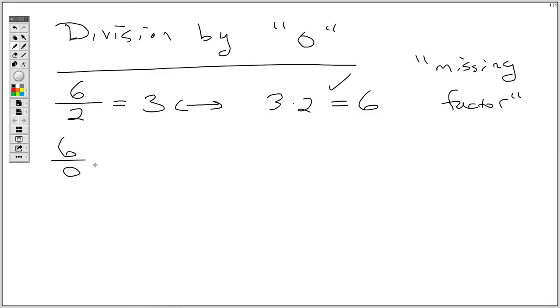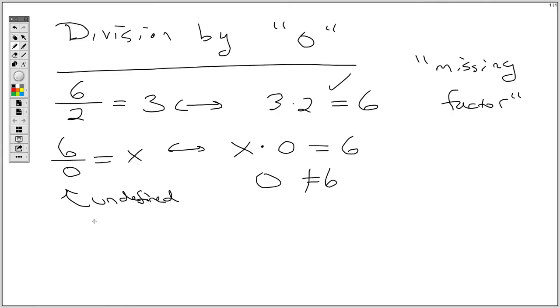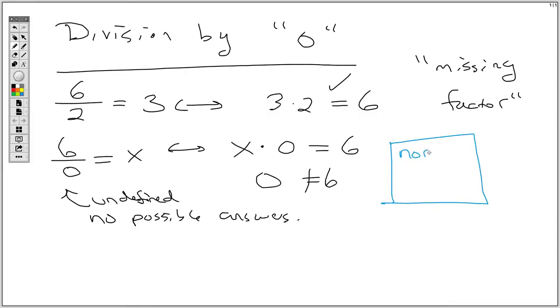And so if we try to divide 6 divided by 0, let's call that x. Then what would have to happen is that x times 0 would have to be 6. But here's the problem with that. We know that any number times 0 is 0, and that's never going to equal 6. So 6 divided by 0 is undefined, because there's no possible answers. And so that's one classification of division by 0: if you have a non-zero number over 0, and that just plain isn't fixable.